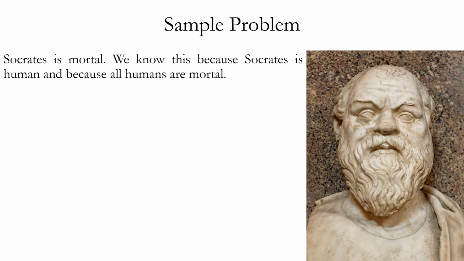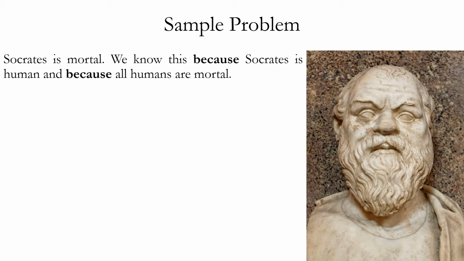The order of the premises and conclusion can be switched, they can be combined into one grammatical sentence, and so on. Socrates is mortal. We know this because Socrates is human and because all humans are mortal. The first step is to look for indicator words or phrases. We have two indicator words, because. Now, do they indicate a premise or a conclusion?